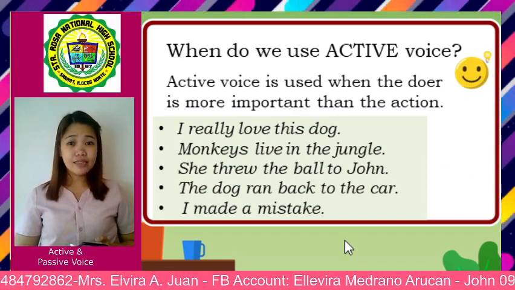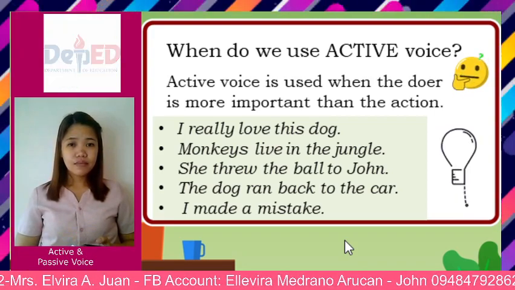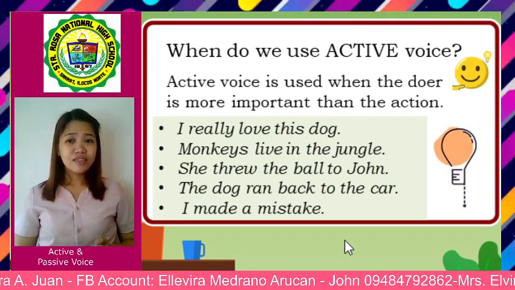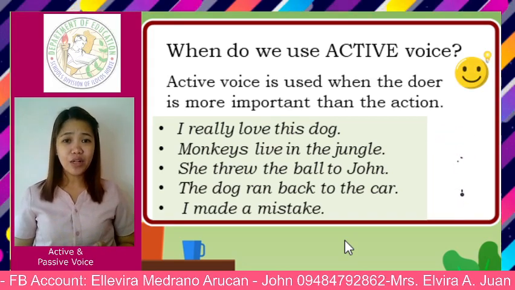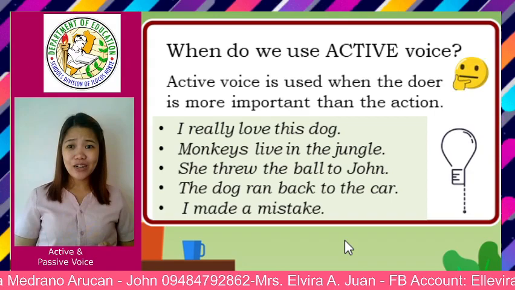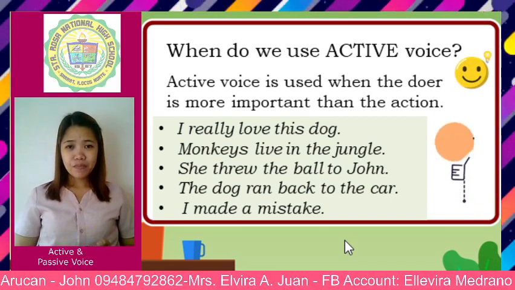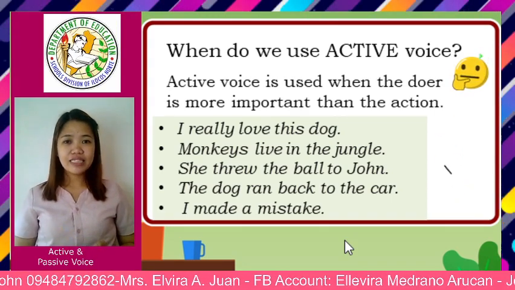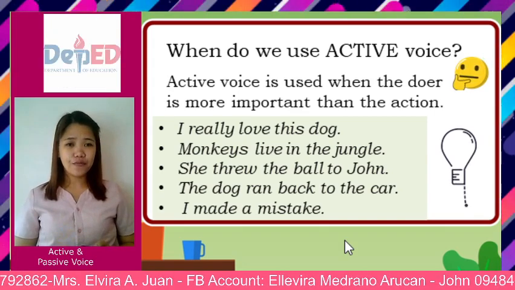Try to remove I, monkeys, she, the dog, and I in the sentences. Will it make sense? No, right? Because in the first sentence, for example, I really love this dog. It's very important to know who is loving that dog. Okay? So, that's the first use of active voice.